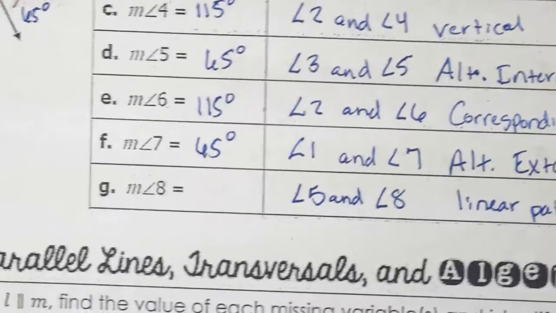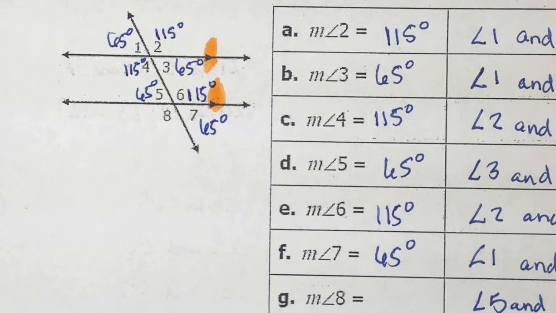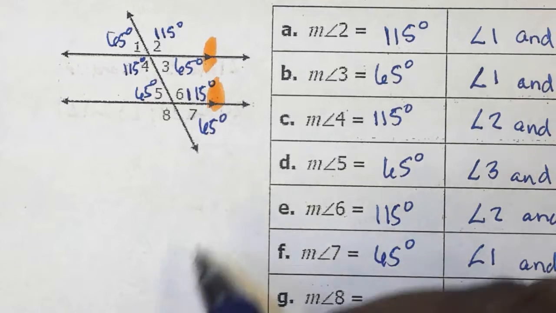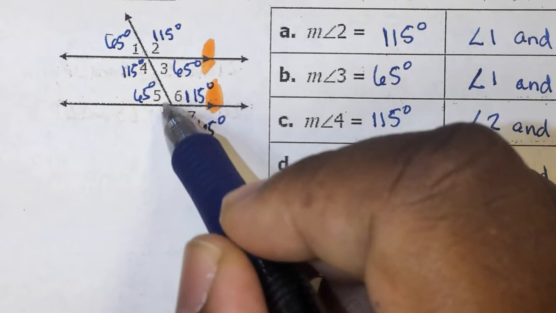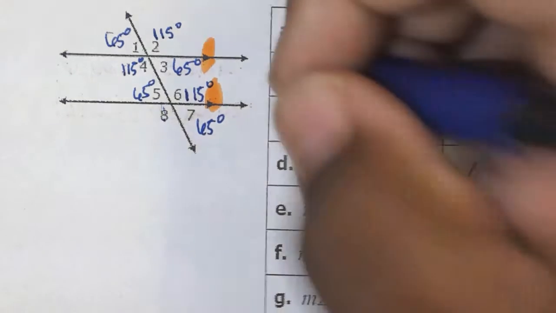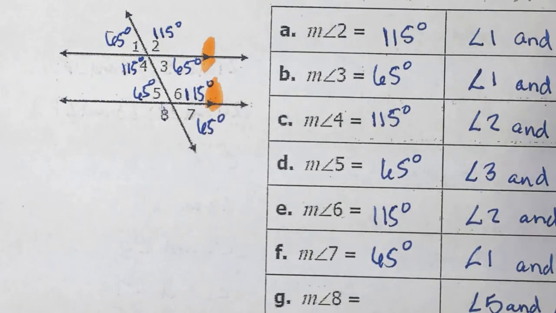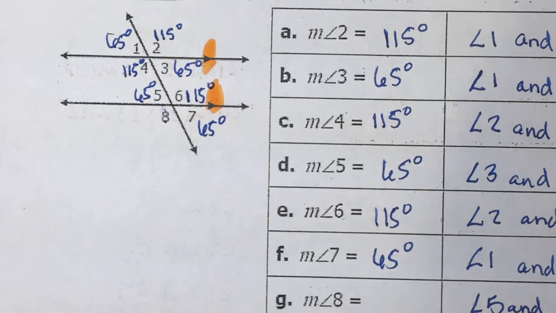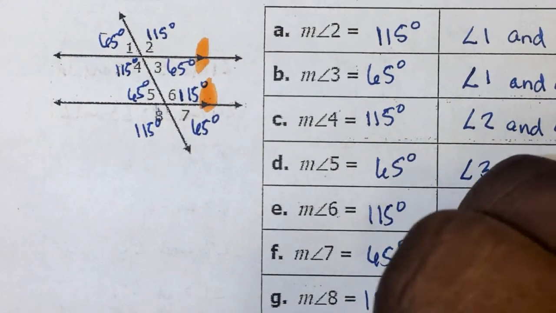Faith, just for your knowledge, consecutive would be 4 and 5 or 3 and 6. Linear pairs are when they're one in, one out, and they sit adjacent and they form a straight line. But they both add up to 180 though. What's angle 8? 115.